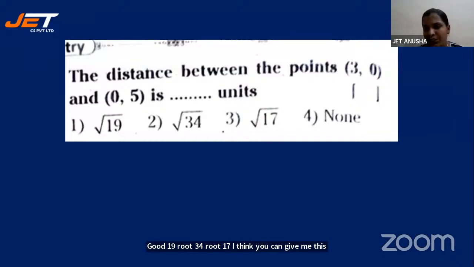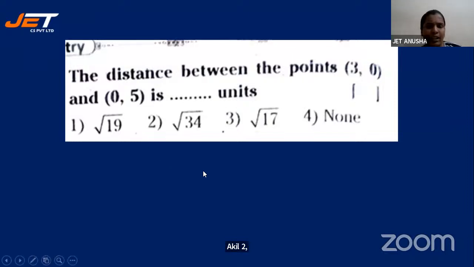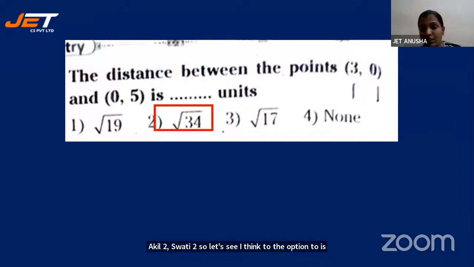Monica 2, Ashwin 2. Avinash 2, Pavani 2, Reneshwari 2, Akhil 2, Taruni 2, Swati 2. So let's see. Yes, the second option is correct. Very good. Almost everyone gave me the correct answer.